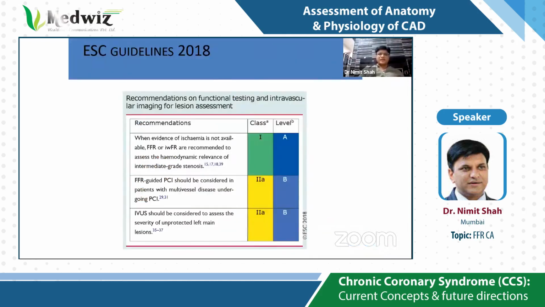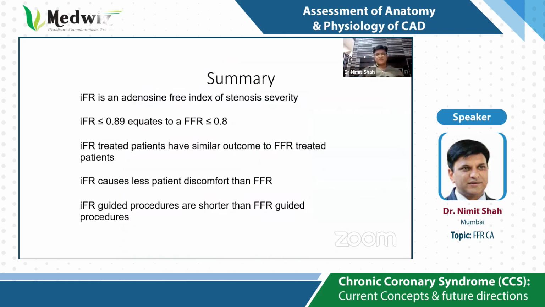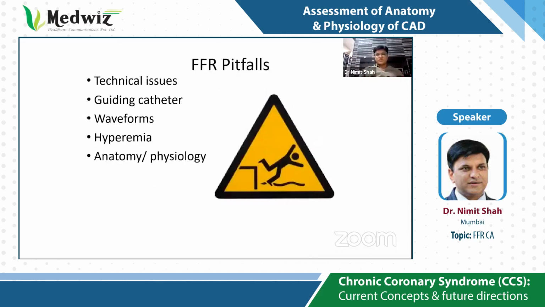So what did the ESC guidelines show in 2018? That when evidence of ischemia is not available, FFR or iFR are recommended to assess the hemodynamic relevance of intermediate-grade lesions, and it's a 1A indication. In summary, iFR is an adequate adenosine-free index for stenosis severity. Less than 0.89 equates to FFR less than 0.8. It has similar outcomes to FFR, causes less discomfort, and the procedures are shorter than FFR-guided procedures. So coming back to FFR now, I thought that was quite basic. I think this would be more interesting.